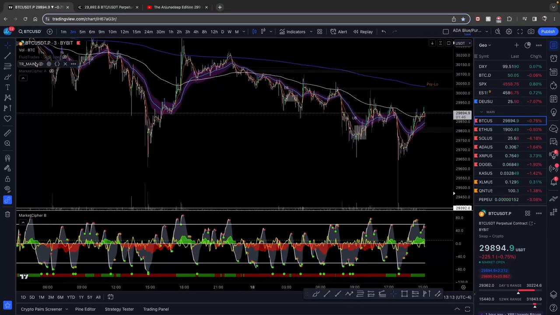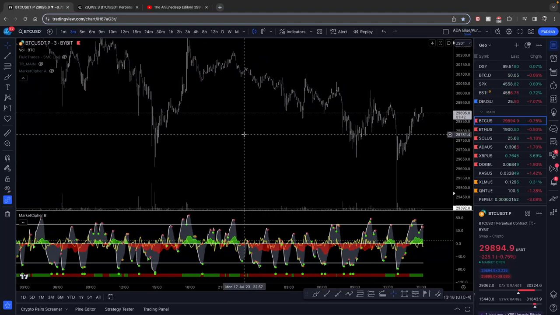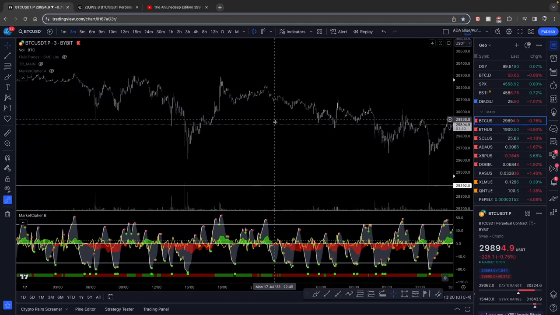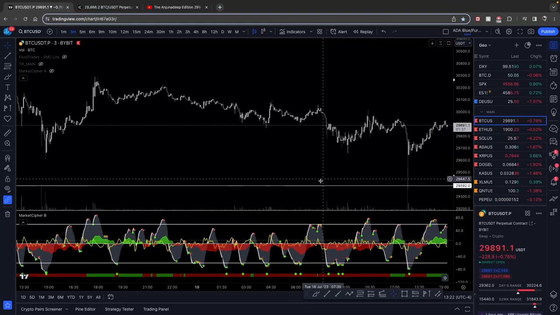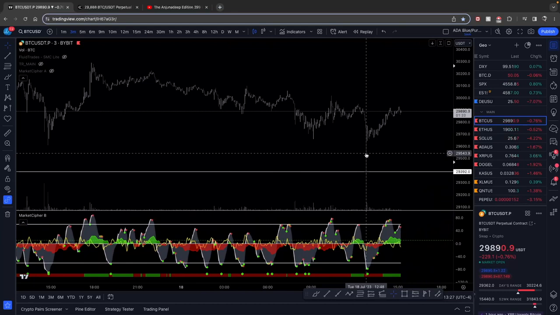Okay? Now, when it comes to sideways markets, you're looking for the dips. You're looking for the support and resistance. And you're looking for the money flow over time to be diverging.